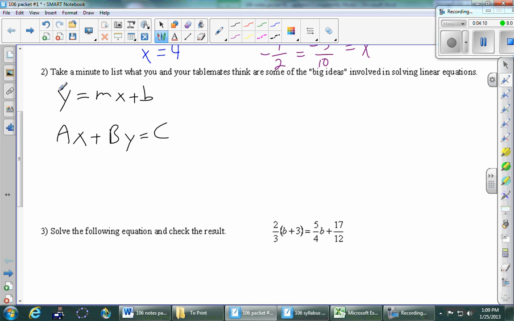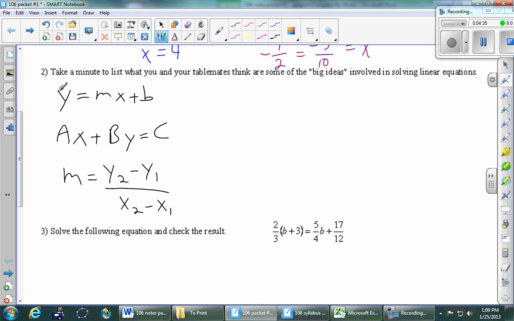Other stuff about solving linear equations. Raise your hand if that looks familiar. Hoping it looks familiar. Anybody remember what that thing stands for? What the M is? The slope. We're going to spend a lot of time this semester talking about slope.